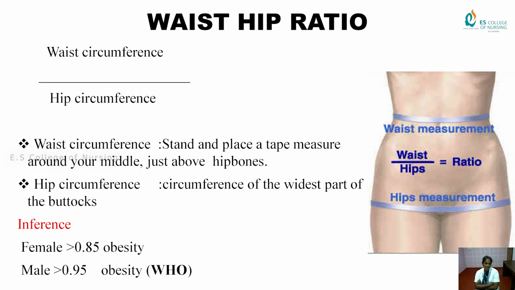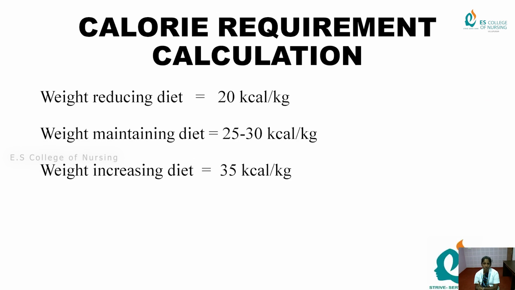As an inference, for females, if it is greater than 0.85, it is obesity. For males, if it is 0.95, it is obesity according to the WHO calculation, right?